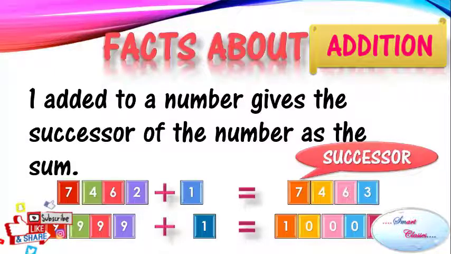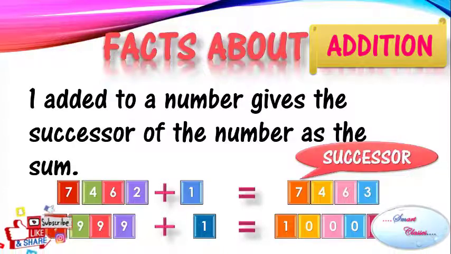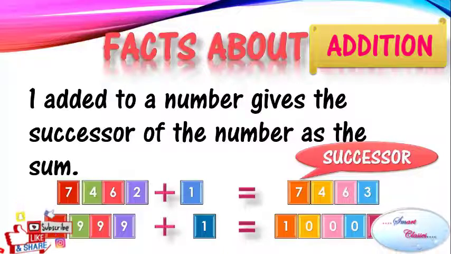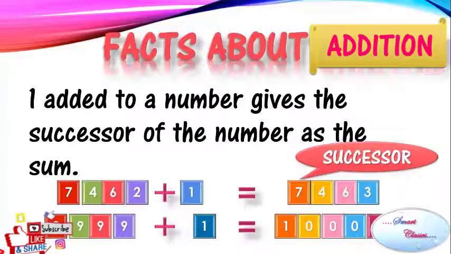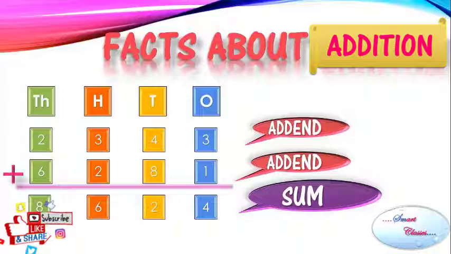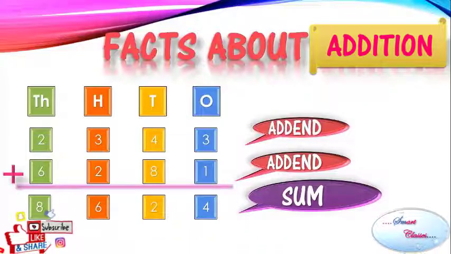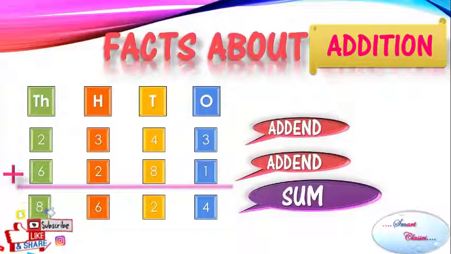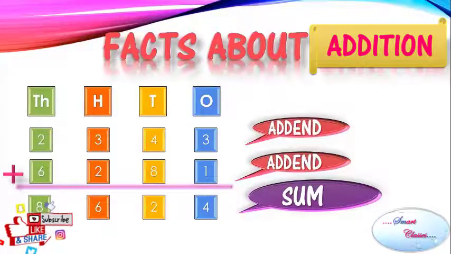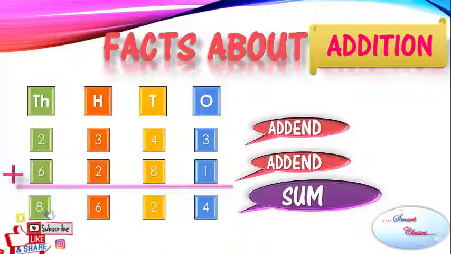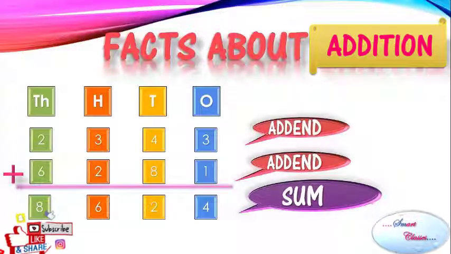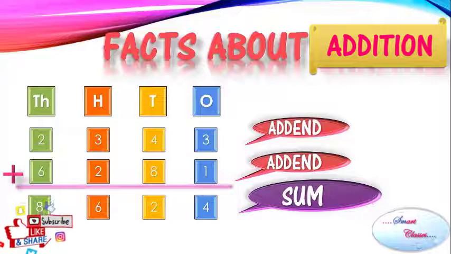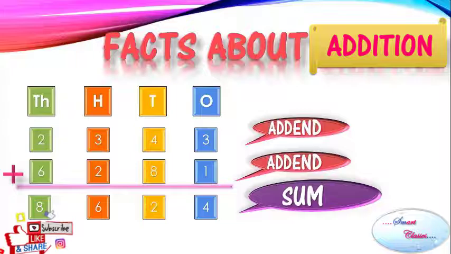Here 9999 plus 1 gives us 10,000 as the sum, which is also the successor of 9999. Last but not the least fact about addition is that the numbers which we add together to find the answer are called addends, and the answer which we get after adding those numbers is called the sum.